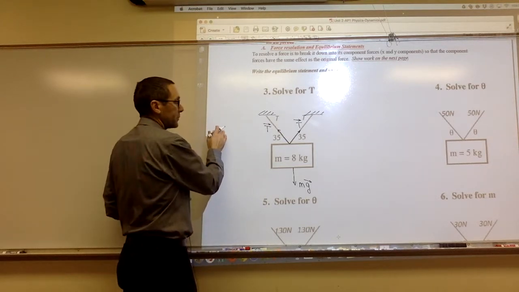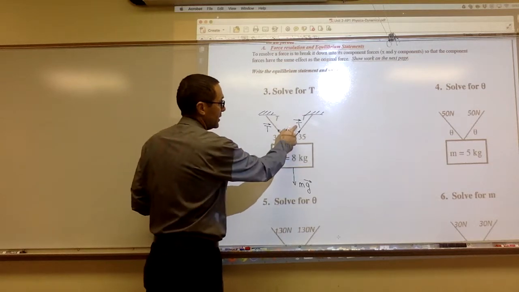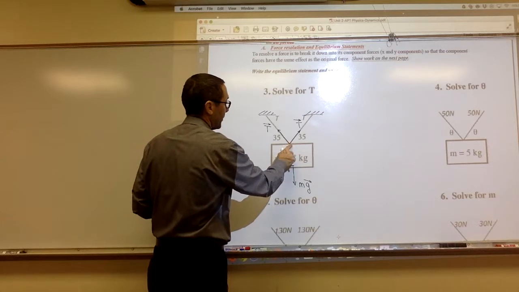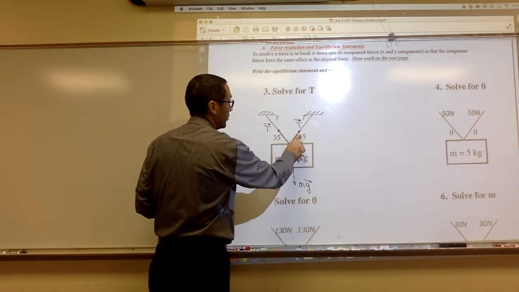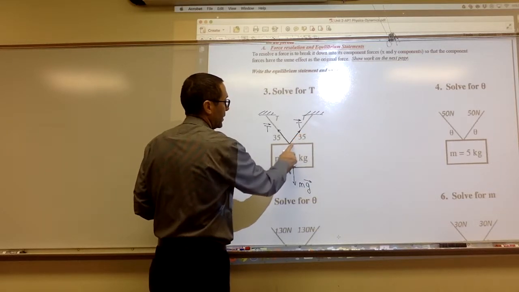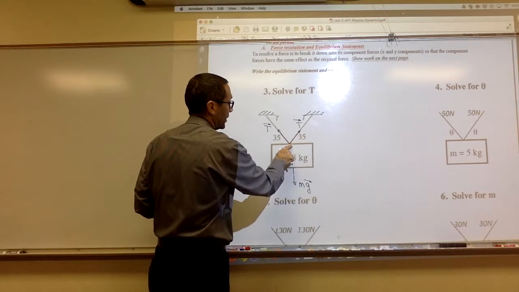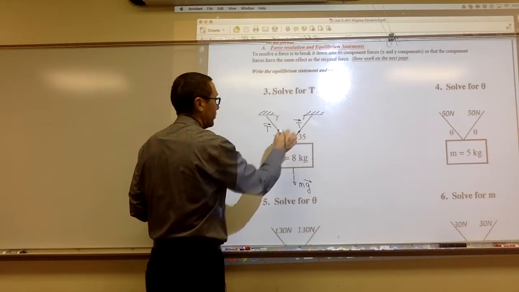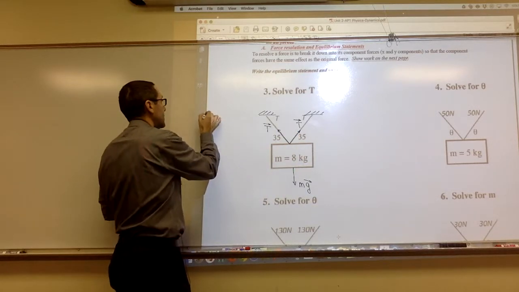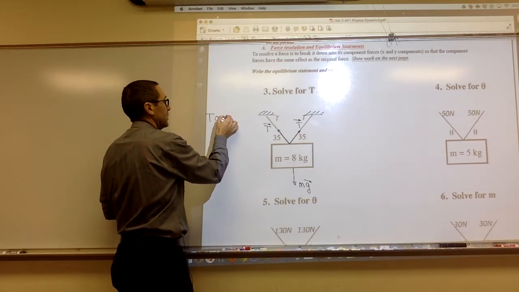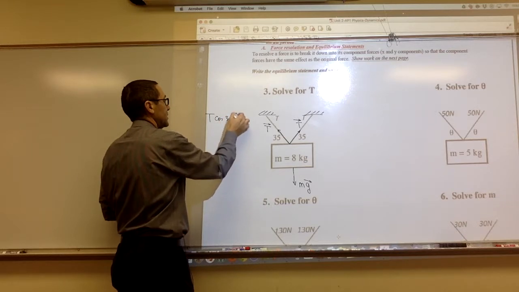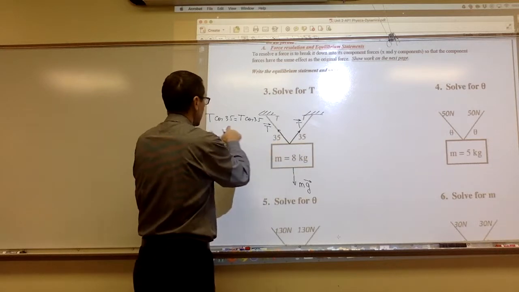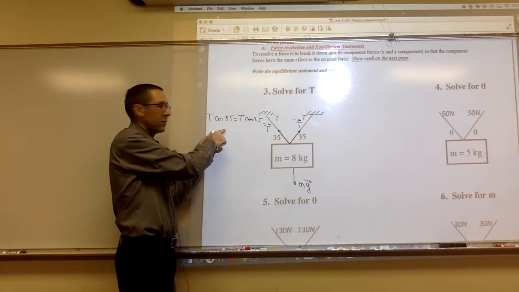This should be in the x direction. This T here has a component, just like I explained in the video, going to the right, and a component going up. In other words, this string is pulling right on this box, and it's also supporting it up. So I can say that T cosine of 35 is equal to T cosine of 35 on this side. Well, that doesn't do me any good. I can't do anything with that.